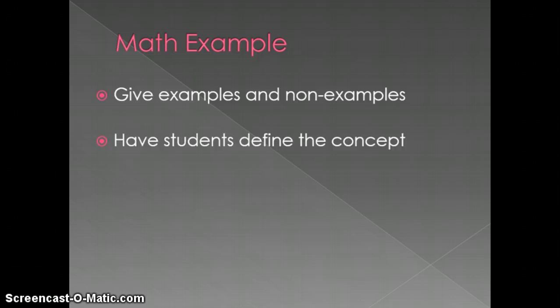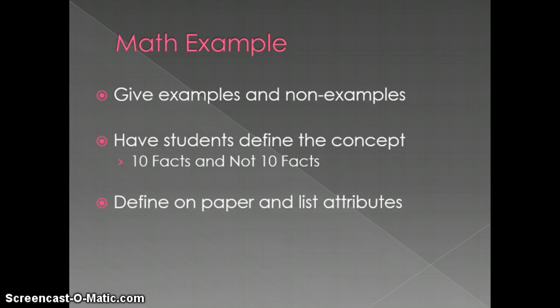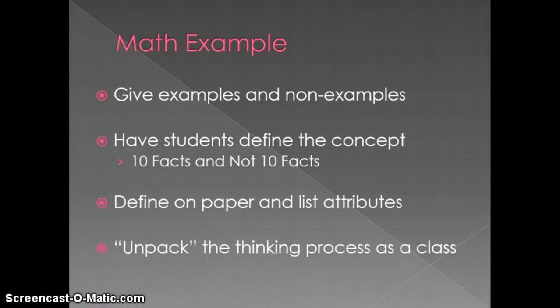So in this example of concept attainment, we gave examples and non-examples, had the students define the concept. You could have them define it on paper and list the attributes, or talk about it as a class. And then make sure you unpack the thinking process as a class so that they're aware of the process and how they can use it at another time.